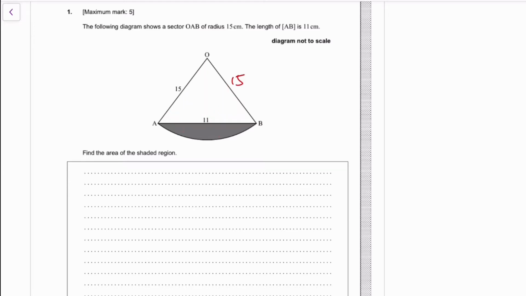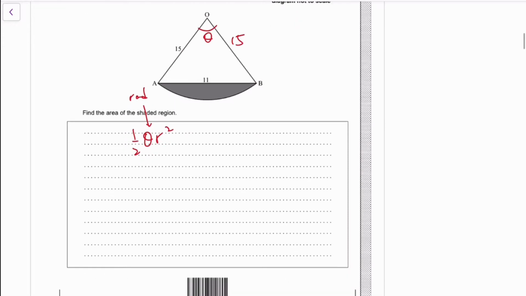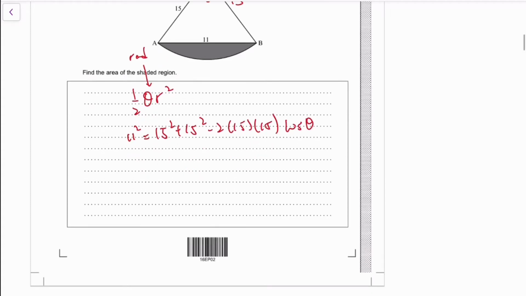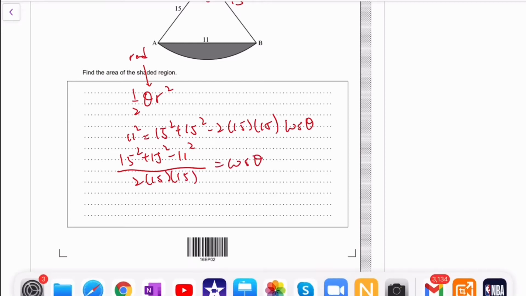Okay, to do the area of the sector, you do half theta squared, but to use this formula, theta must be in radian. So I need to find this angle in radian. To find that, I use the cosine rule. So 11 squared equals 15 squared plus 15 squared minus 2 times 15 times 15 times cosine theta. You can use the other form if you like, which is basically this, but I usually memorize this one only, so that's up to you.